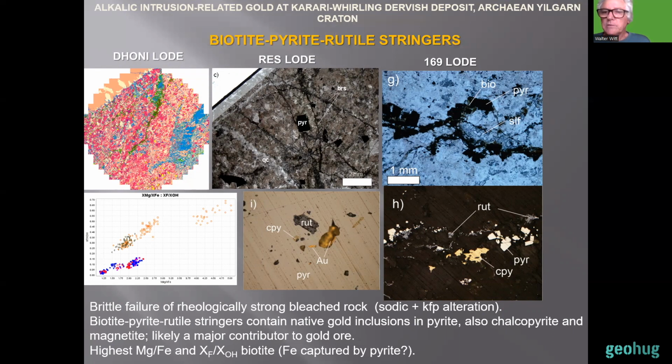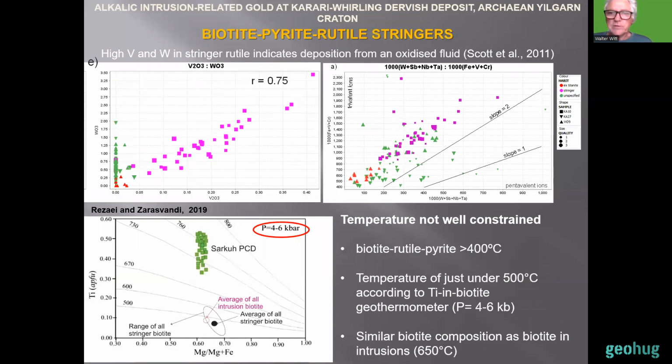This could be taken to indicate, again, an oxidized hydrothermal fluid, but we need to be cognizant of the fact that this biotite is closely associated with pyrite, and that the sulfides may be competing for iron with the biotite. Nevertheless, we have independent evidence that this was an oxidized fluid.